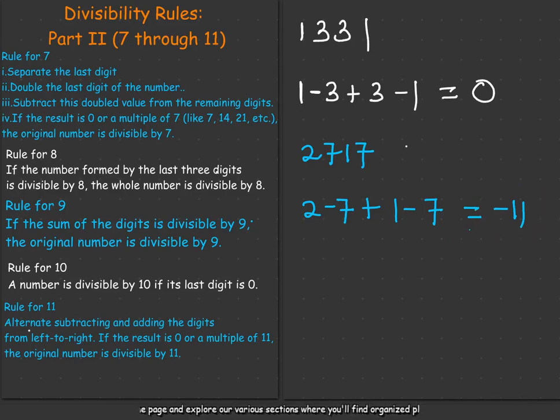And negative 11 is actually a multiple of 11. You see? So if we forget about this symbol over here, we get an absolute value of 11. It is a multiple of 11. So it confirms that what? 2717 is a what? A multiple of 11, or 11 divides it without a remainder.